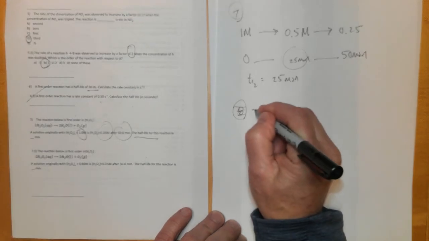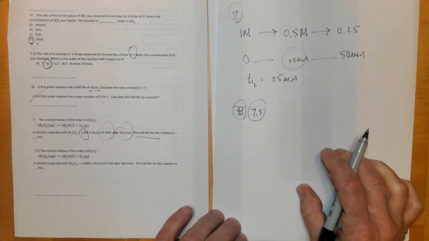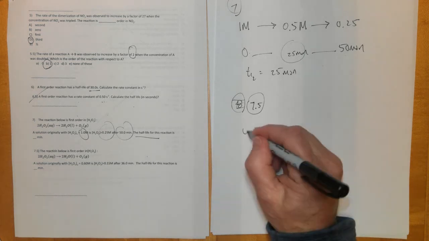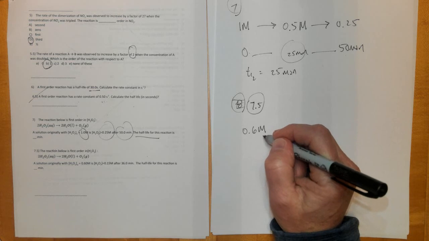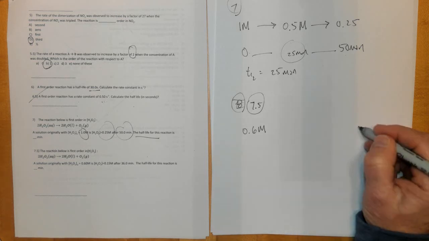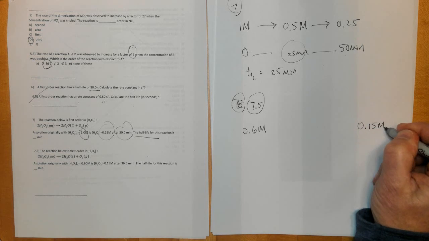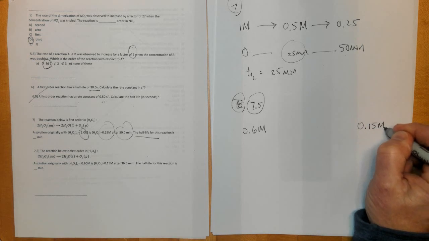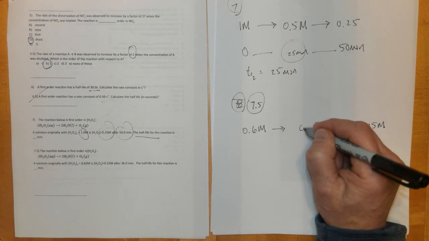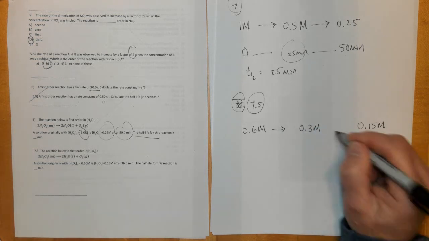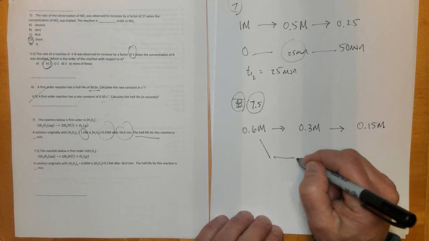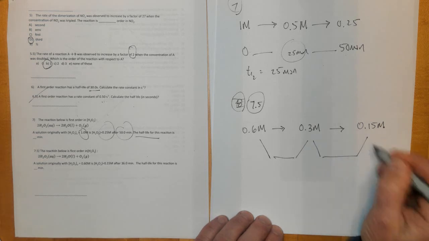Whoops, number 7.5. A similar question. The solution is originally 0.6 molar and is 0.15 after 36 minutes. So we go to 0.15 molar. The half-life for this reaction is blank minutes. So if you go from 0.6, half of that is the half-life, so 0.3 molar. Half of that would then be another, which is 0.15. So here we have the first half-life, and here we have the second half-life.